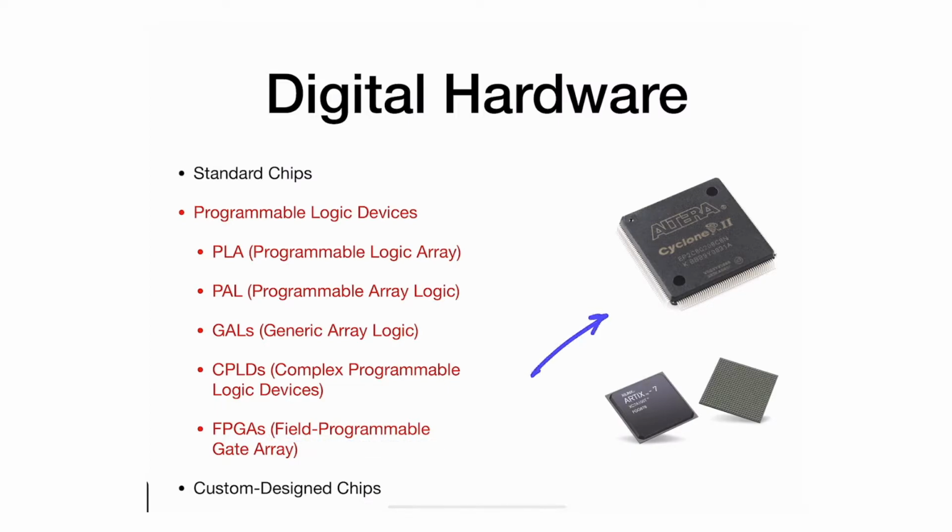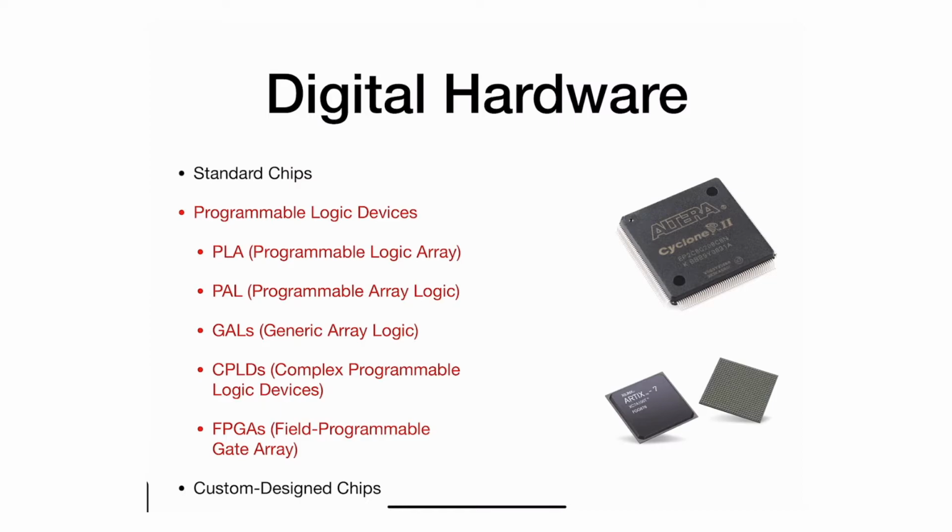Here I'm showing you a couple of examples. This one here is an Altera chip, and Altera was acquired by Intel, so now they're Intel chips. And the other ones here are Xilinx chips, which were even recently acquired by AMD as well. And of course, there are other manufacturers, but I'm just showing you the bigger manufacturers that take the most market share of FPGAs.